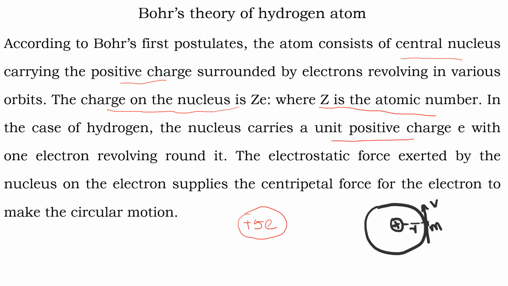The electron is revolving around the nucleus with a velocity v, m is the mass of the electron and r is the radius of the orbit. Then the electrostatic force exerted by the nucleus on the electron supplies the centripetal force for the electron to make the circular motion.